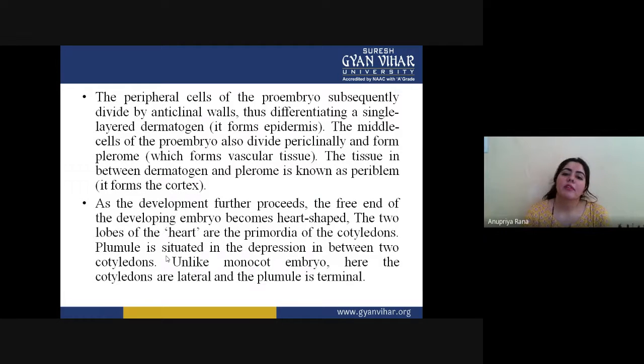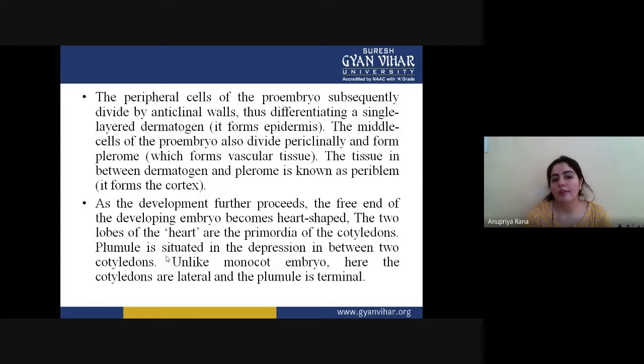Now the peripheral cells of the proembryo subsequently divide by anticlinal walls. Now the division takes place in the proembryo, and what kind of division will be present here? There will be anticlinal division, thus differentiating a single-layer dermatogen. So the first layer formed in the proembryo is the dermatogen. I think you remember that dermatogen is going to convert into the epidermis.